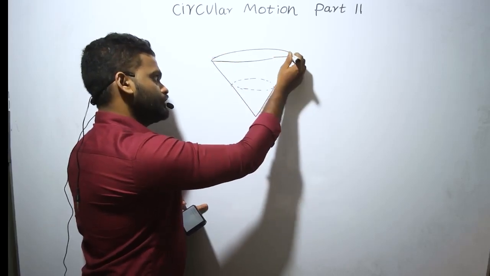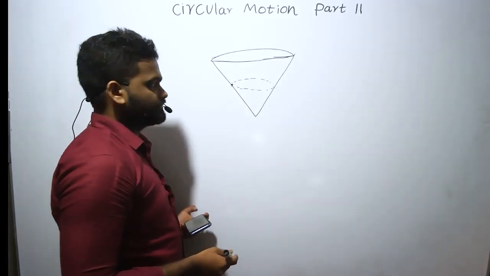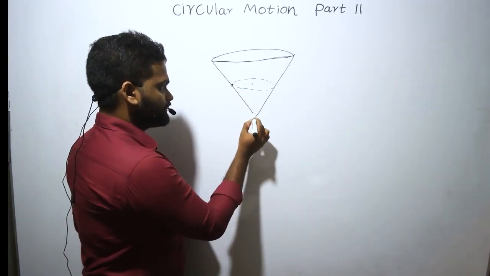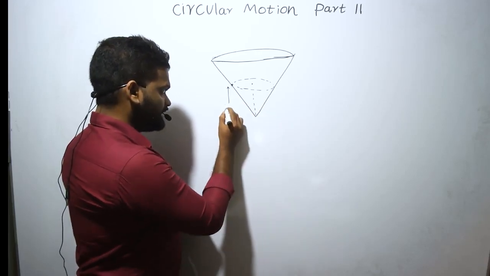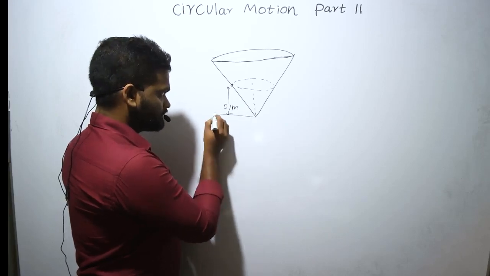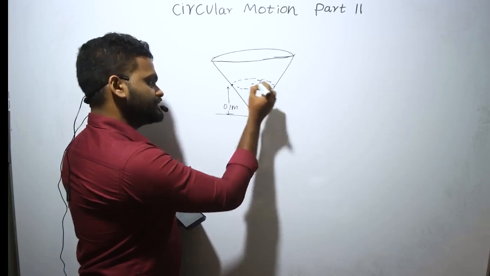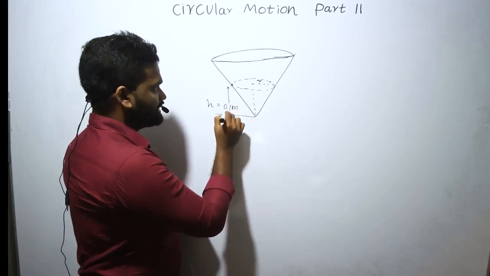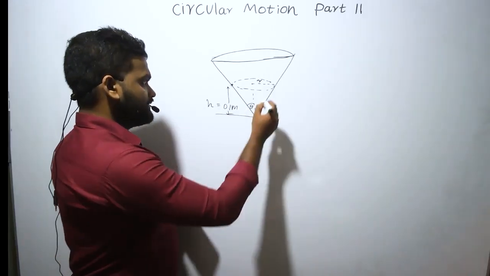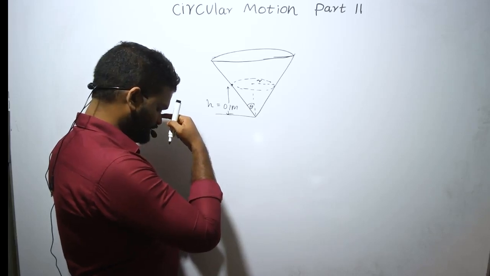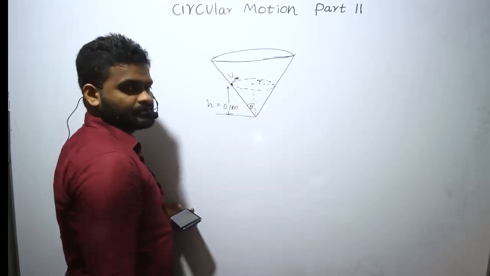In order to have a circular path like this, there must be a centripetal force acting towards the center. The center is here. They have given that this height is 0.1 meters. But first I am going to use symbols, right? Let's say the radius of this is r, and the height is h. I'm taking this angle to be theta. Have they given a velocity? What they ask is the velocity, right?